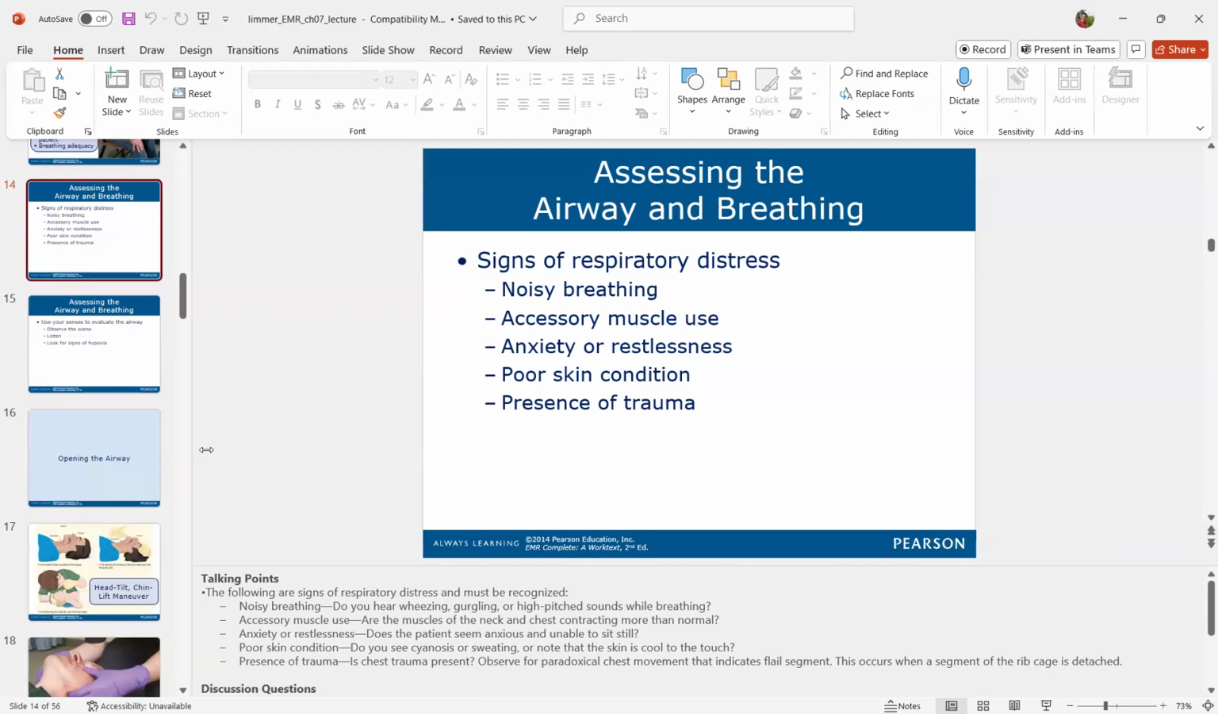Presence of trauma is another one. Chest trauma present. So do they have maybe a broken rib? We can look for what's called paradoxical chest movement that indicates a flail segment. This occurs when a segment of the rib cage comes detached. So two or more ribs are broken in two or more spots. And it does the opposite of what it should: when they're breathing in, that segment goes in when the rest goes out. That's the paradoxical chest movement.